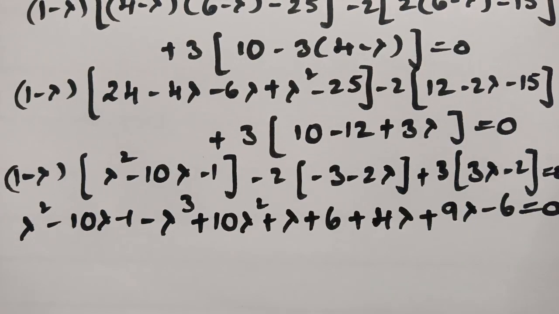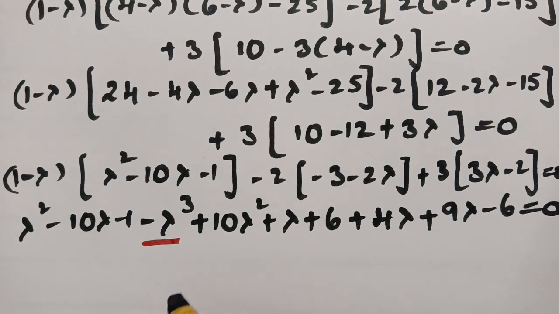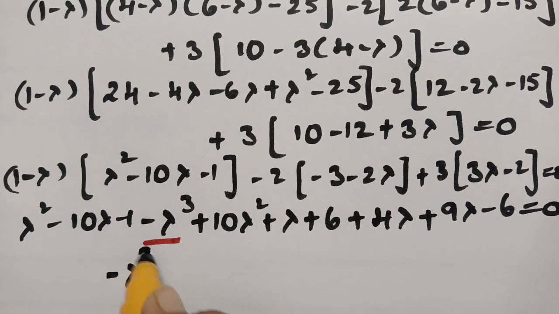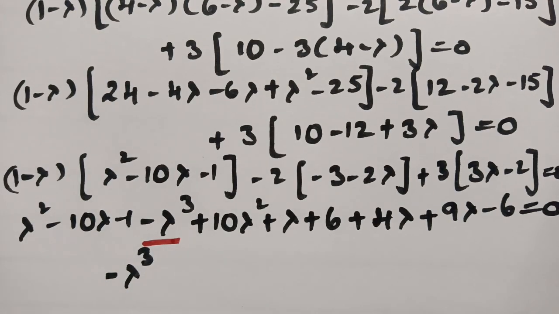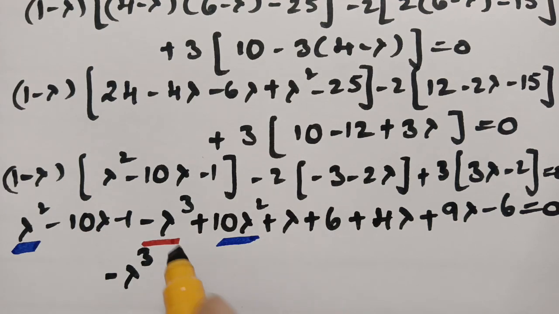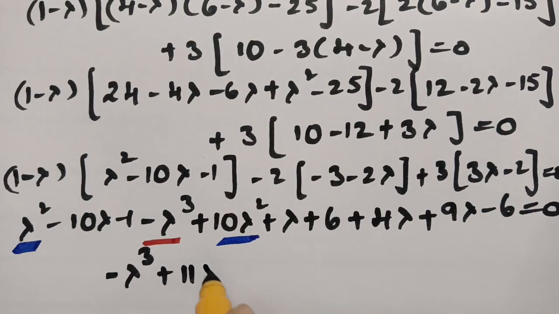So here, if you observe, there is 1 lambda cube here. So this will be minus lambda cube. And see here, squares are lambda square and 10 lambda square. So here, this value is plus 11 lambda square.